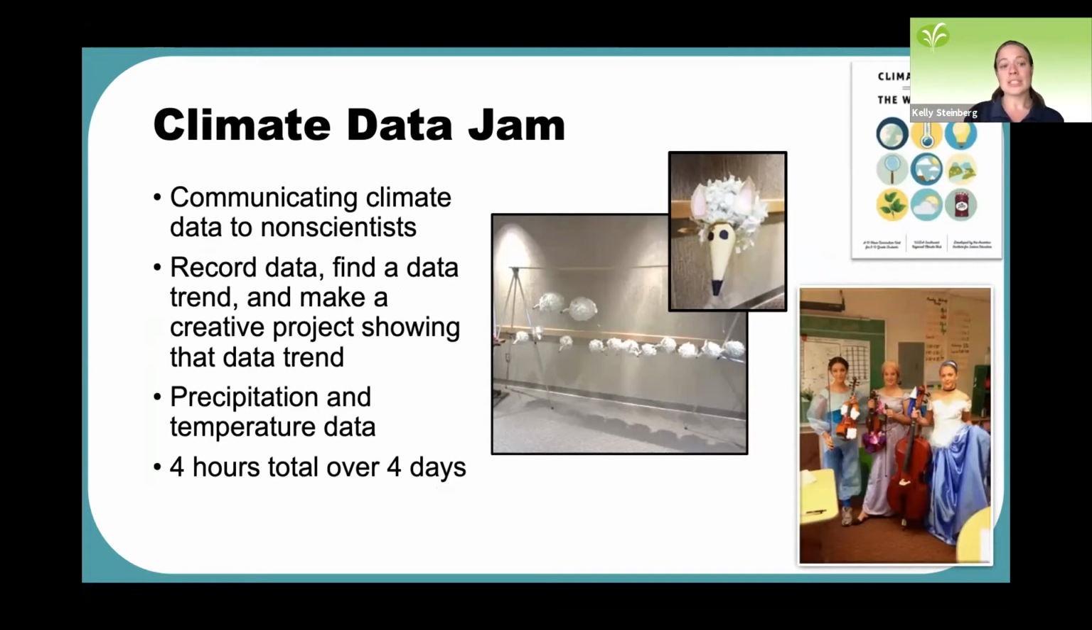Students look at real world data, identify data trends, and communicate that trend creatively. So the core of the data jam is this communicating climate data to non-scientists in a way that anyone could understand. So some examples of what that creative communication looks like are here on the screen.